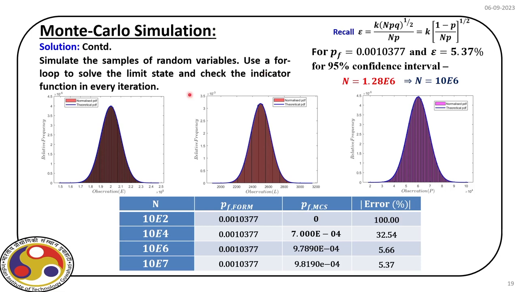So now here you can see we start with a very small number, we gradually increase the number of samples, and the results from the first order reliability method and the one we get from MCS are now on your screen. And the error also, you can see as we increase the number of samples, we have less and less amount of error.